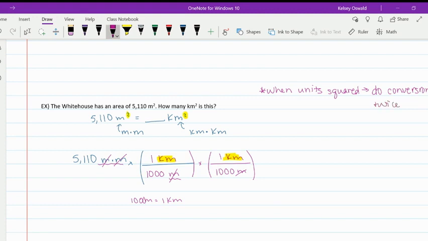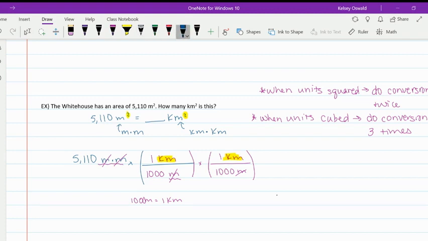Okay. Same thing as if our units were cubed. Because if we had meters cubed, that means we would have 3 meters up top that we would have to cancel out. And in that case, we would need to do that conversion 3 times to cancel out each one of those meters. So if you have the exponent, you're going to have to do your conversion multiple times to cancel out both of those units there.